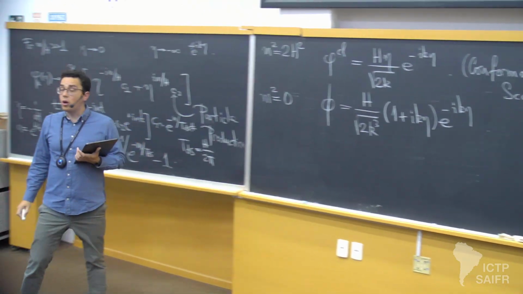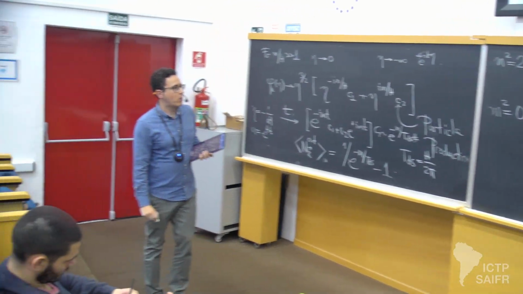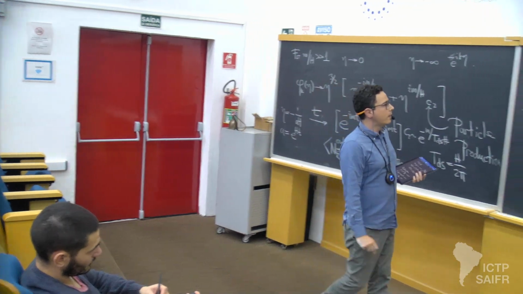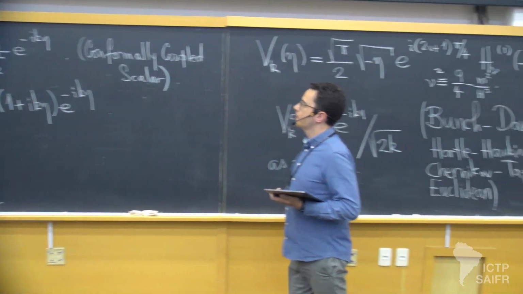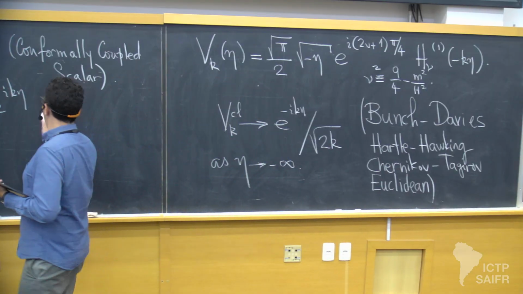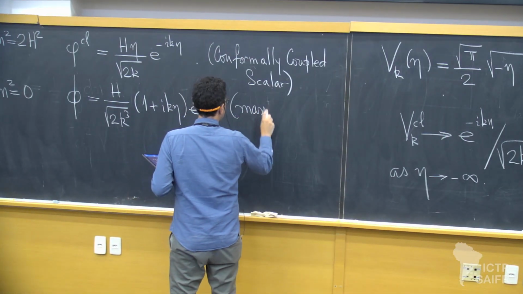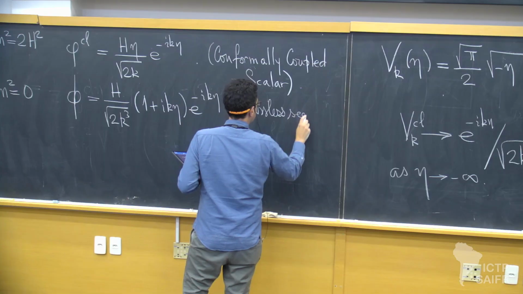So it's slightly more complicated. It has a little funny polynomial there, 1 plus ik eta. And it has this k cubed here instead of k. And so this is the massless scalar.